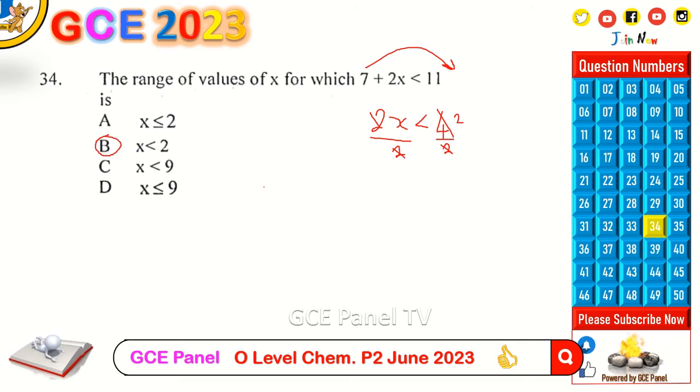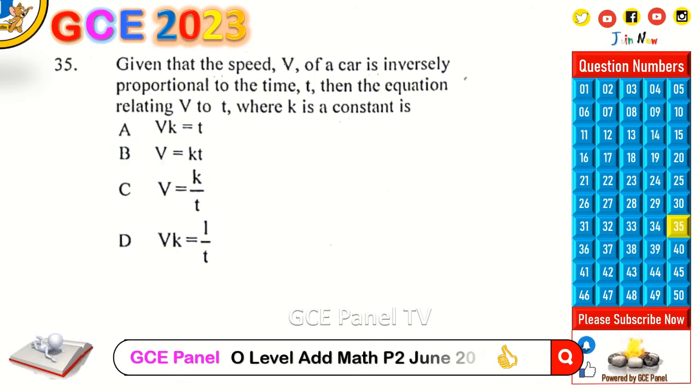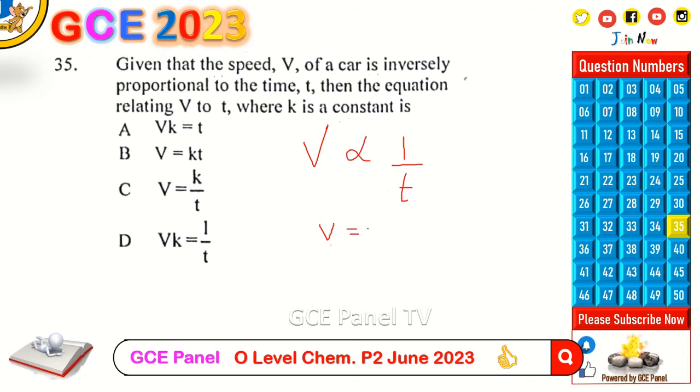Question 35. Given that the speed v of a car is inversely proportional to the time t, then the equation relating v to t, where k is a constant, is. We are told that the speed v is inversely proportional to the time. So v is directly proportional to 1 over t, which you can write as v is equal to a constant over t. We replace the proportionality sign by a constant over t. So the key is C.